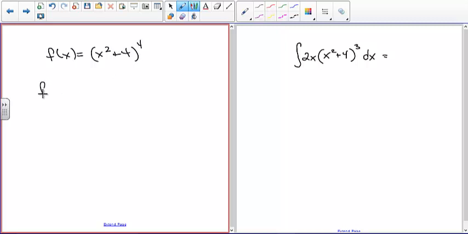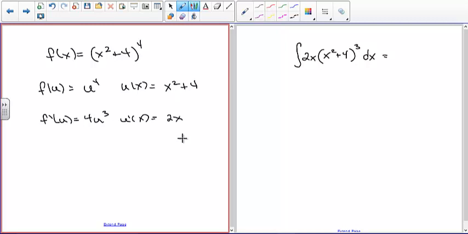I would say f of u is going to be u to the 4th, and u of x is equal to x squared plus 4. And then I take the derivative of my f of u with respect to u, so I just use the power rule formula. So it's 4u cubed. And then I can also take the derivative of this u of x part, which is 2x. And then the chain rule says that f prime of x equals f prime of u times u prime of x. So I plug in these, and I get 4u cubed times 2x.